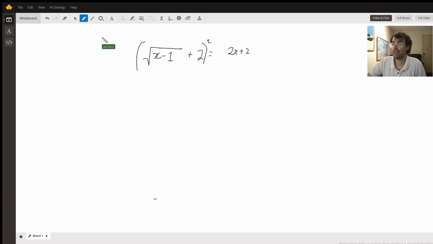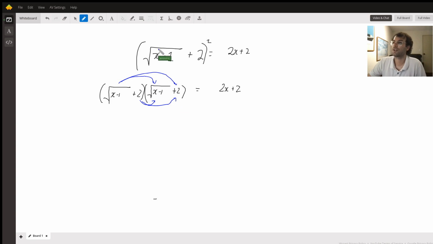However, on the left hand side, we need to expand. And for that, I'm going to copy this again. x minus 1 plus 2 times x minus 1 plus 2. And this is equal to, of course, 2x plus 2. Here, now I'm going to change color. We need to go like this. We need to multiply this one with this one, this one with this one, this one with this one, and this one with this one. I'm sure we all learned that in school.